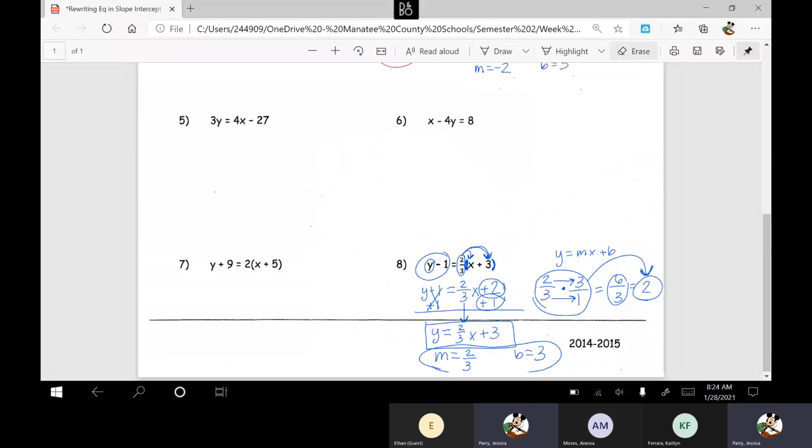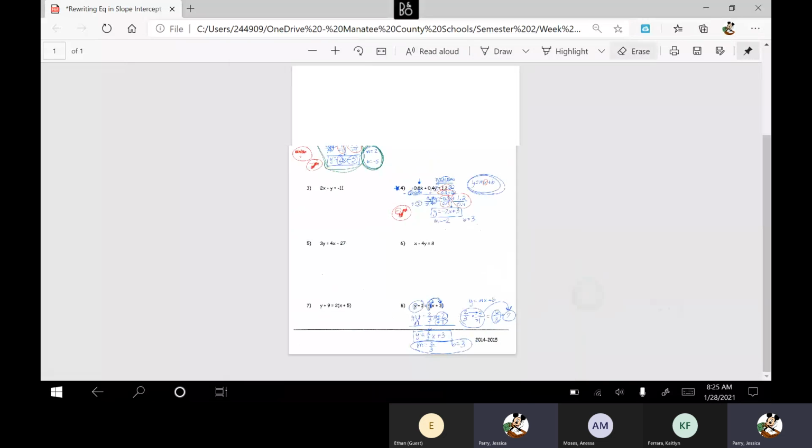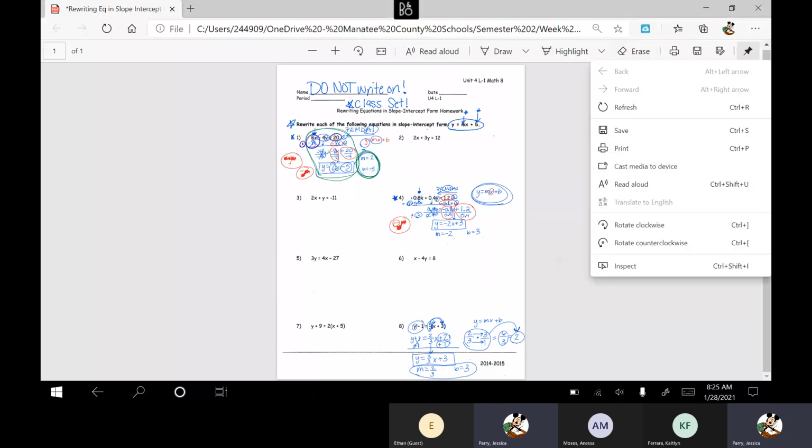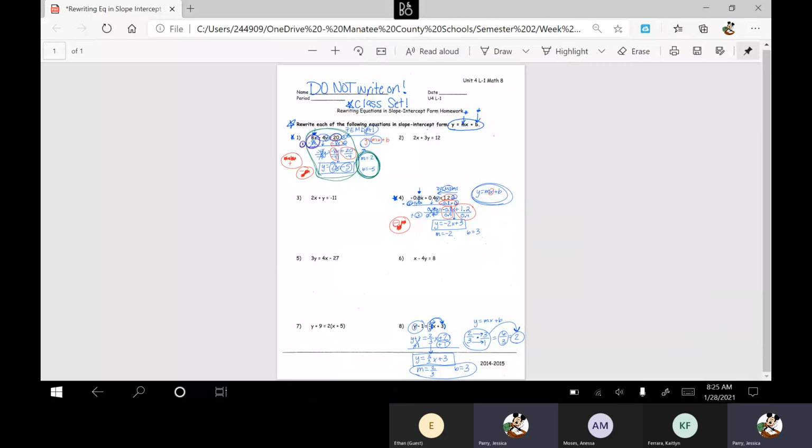Okay, I'm going to zoom out so you guys can see this whole paper here all together. So we have a total of 8 questions on this assignment. I need you to have the ones that we did together. So on your paper, you should have number 1, 4, and 8 already done. I need you to also go back and finish all of the other questions, because you're going to have a total of 8 questions on your paper, whether you printed it out or you're doing it on regular lined paper. You need to have all 8 questions done.